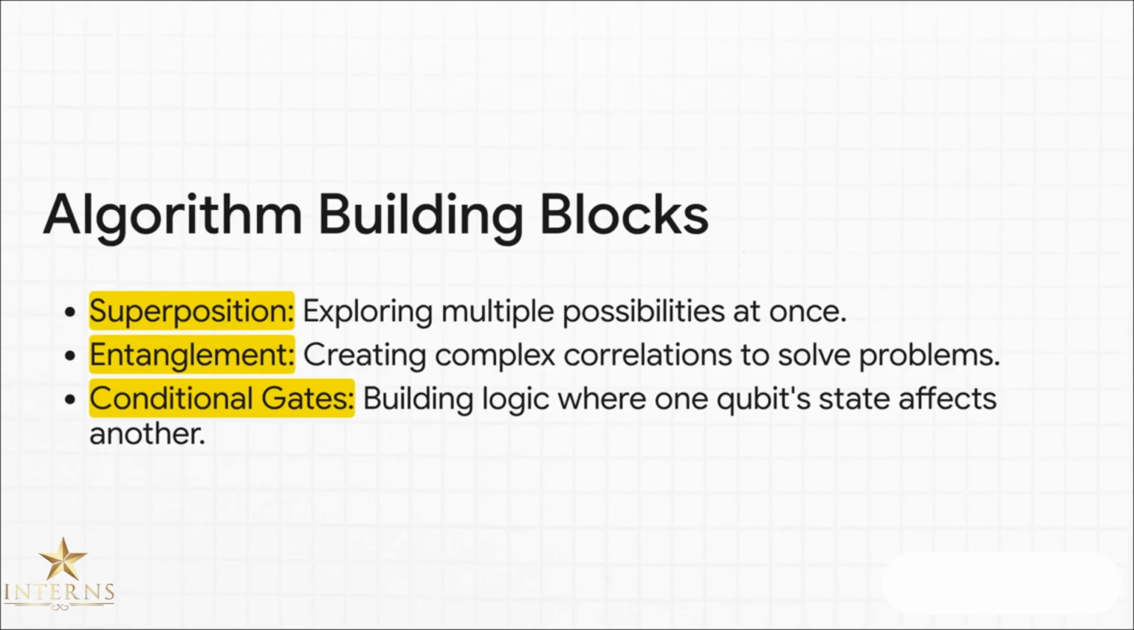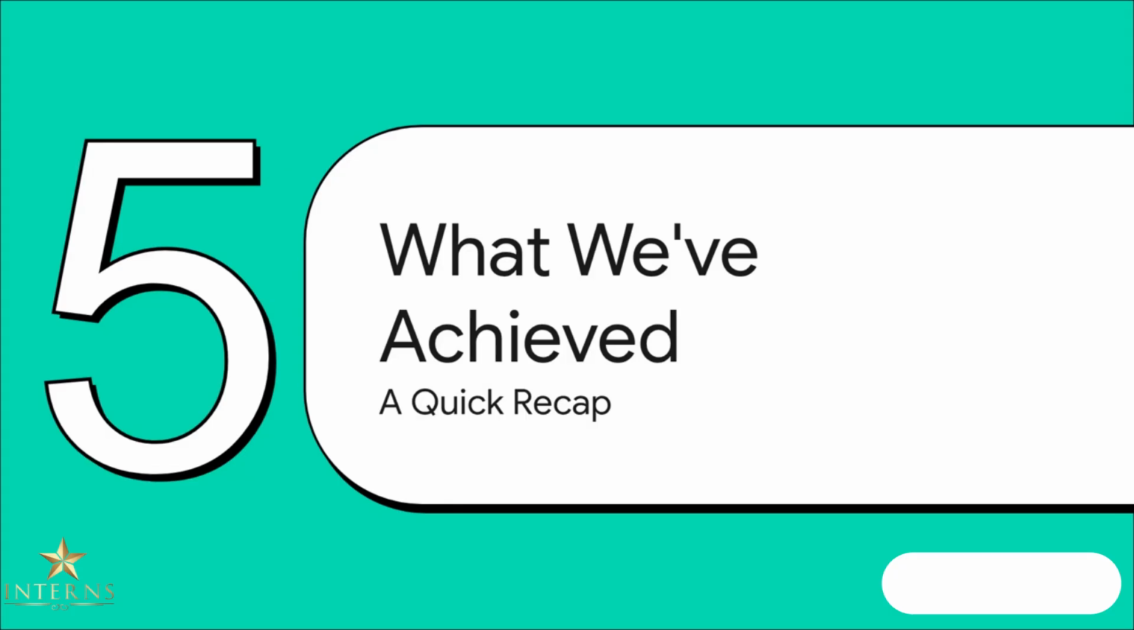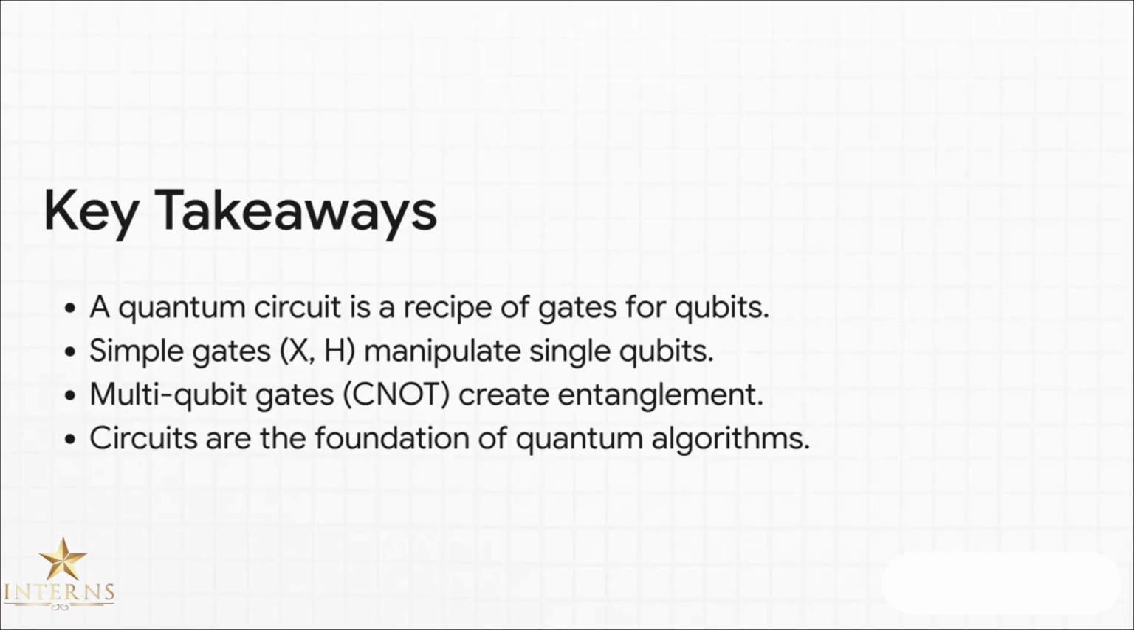We've actually covered a lot of ground in a really short amount of time, going from a single qubit all the way to an entangled pair. So let's do a quick recap of everything we've put together. So here are the key takeaways. A quantum circuit is simply a recipe of instructions, called gates, for qubits. We saw how simple gates like X and H can flip a qubit or put it in superposition. Then we used a multi-qubit gate, the CNOT, to create entanglement, a uniquely powerful quantum resource. And finally, we saw that these simple circuits are the absolute foundation, the Lego bricks for all complex quantum algorithms.